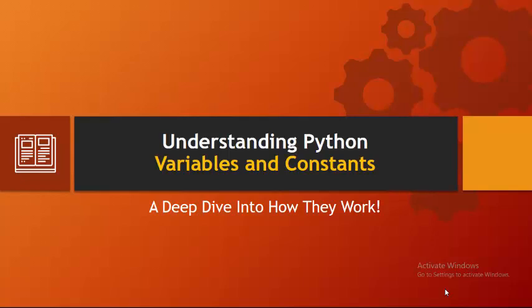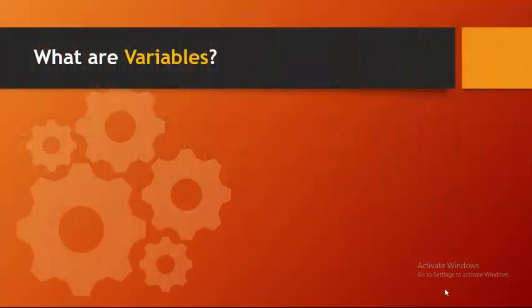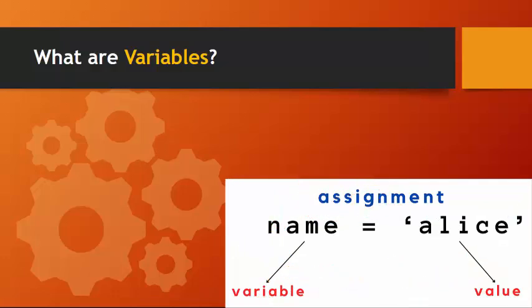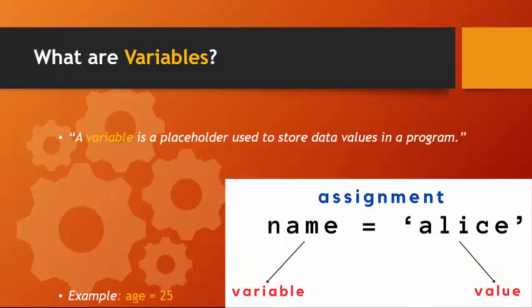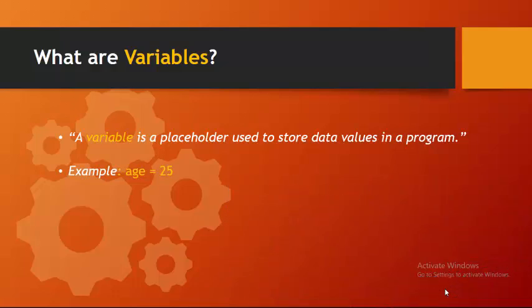So let's get started. A variable is essentially a placeholder or a name that is used to store data values in your program. You can think of a variable as a container that holds a value which can be accessed or modified later in the program. In Python, variables are easy to work with and are dynamically typed, meaning you don't have to specify the data type when you create them.